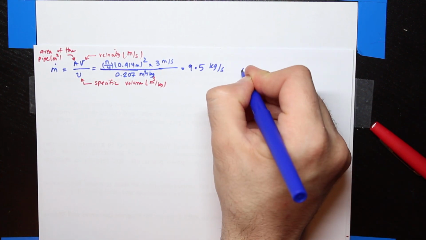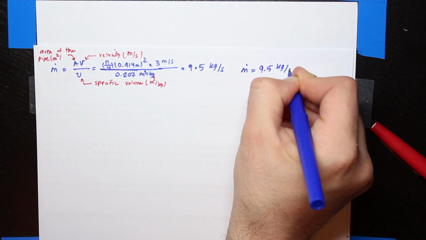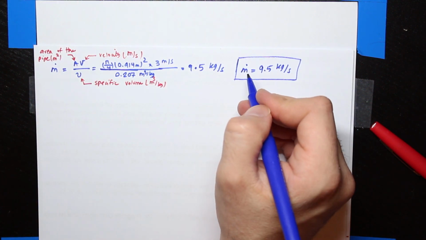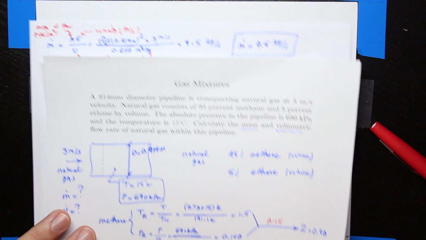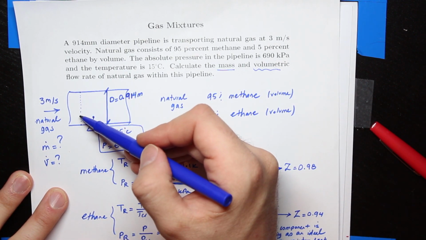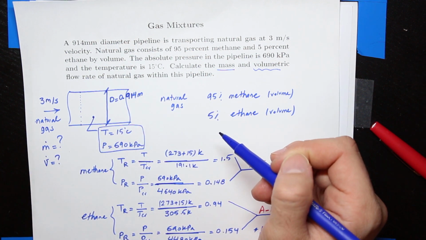So here the mass flow rate of the natural gas is 9.5 kilogram per second. That means in one cross section of the pipe, let's say here, in this cross section, during each 1 second, 9.5 kilogram of the natural gas is passing through.